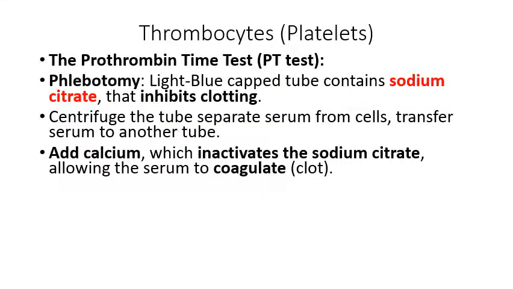And then once you've got the tube, you add calcium. Actually, what you do is you centrifuge the blood first and then transfer the serum to another tube, right? So you just have the liquid part of the blood. And then you add calcium, and the calcium has the effect of turning off the inhibitory effects of the sodium citrate. So now your blood is allowed to clot, and you measure how long it takes to clot.